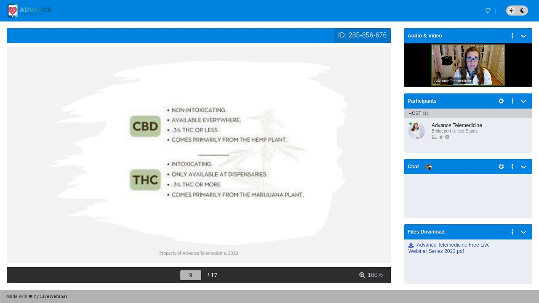So every state has a website. Connecticut's is CTMMP, which stands for Connecticut Medical Marijuana Program, ctmmp.gov. So wherever you go, you want to make sure that the website ends in .gov. That means it's a government website, so it's legit. It's the state's website, and they should have all the laws listed for that state.